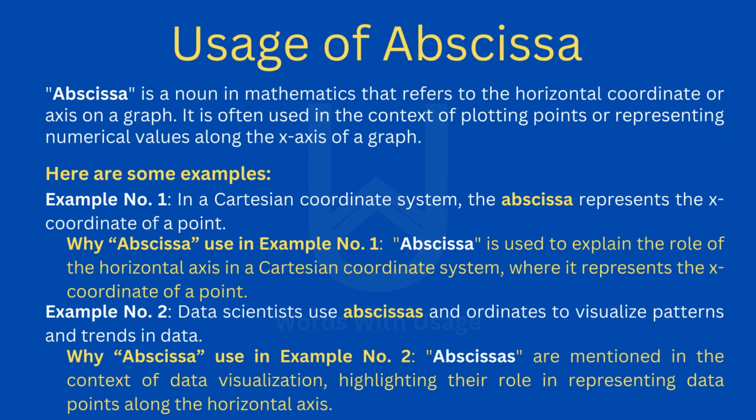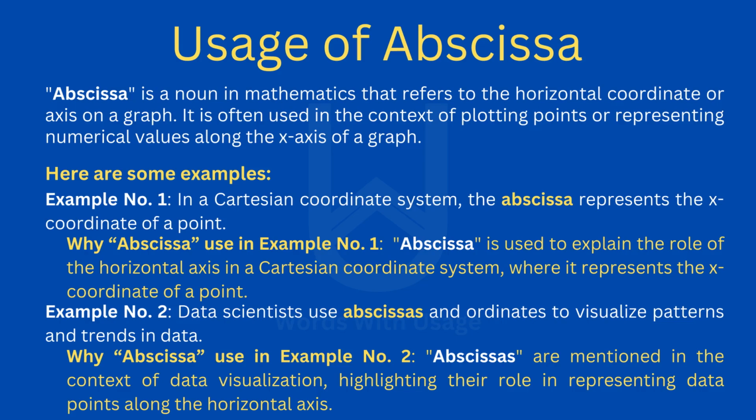Abscissa is a noun in mathematics that refers to the horizontal coordinate or axis on a graph. It is often used in the context of plotting points or representing numerical values along the x-axis of a graph. Here are some examples. Example number 1.